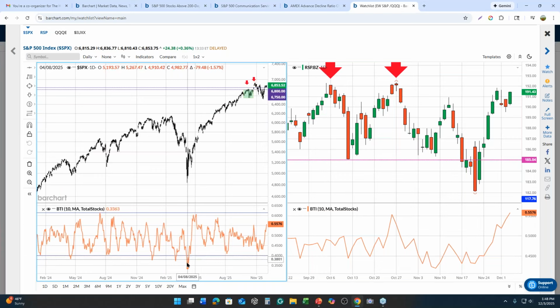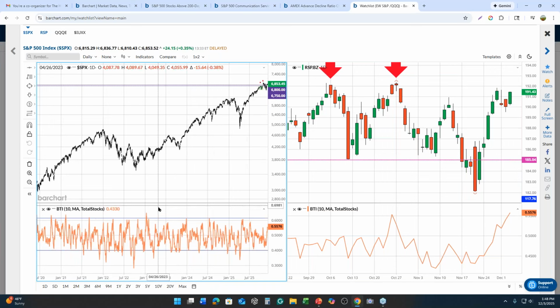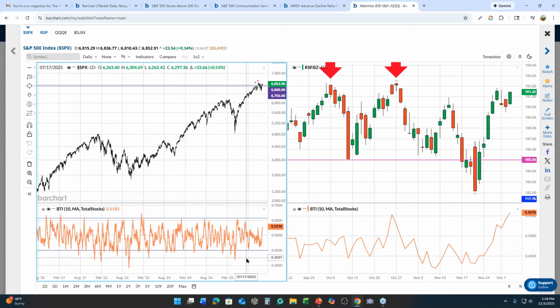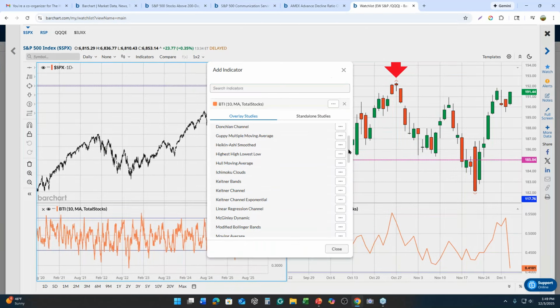Now, if we go back in time here, there have been multiple. Here's one here where we got below 40 and we got that thrust. That would have been a buy indication. Here is one here as well. And again, just recently, right? So right now, the thrust indicator is kind of neutral to us, not really helping us. The other one we can look at is something called the McClellan oscillator.